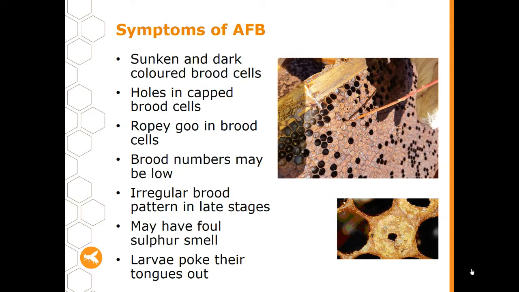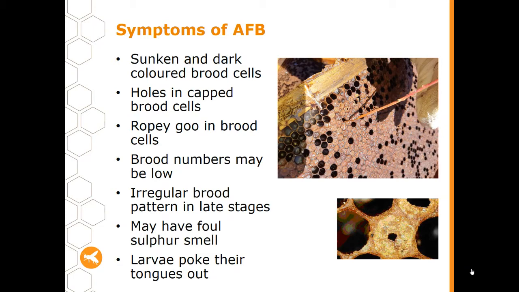In the later stages of AFB infection, some of the symptoms include having low brood numbers, so very few bees, irregular brood patterns, and that foul smell that smells very much like sulphur, a dead animal kind of smell. You might also see older larvae that have been infected with AFB with their tongues sticking out. They'll be dead little dried up larvae and their tongues will stick out the top of the cell. So those are later stage symptoms of AFB. In the early stages, you might not smell the strong smell and you might not see some of those irregular brood patterns. So it's important to look for both the early and later stage indicators that you have AFB.